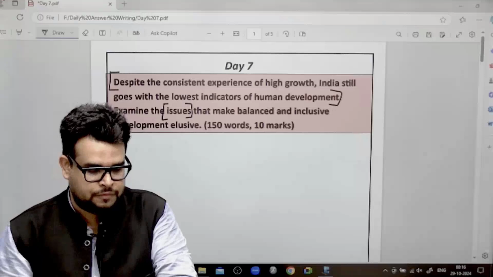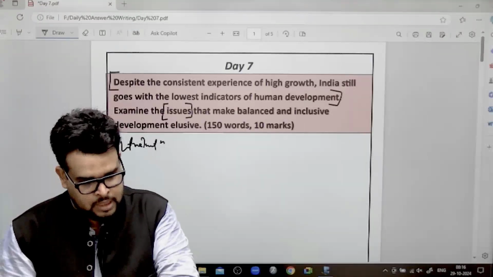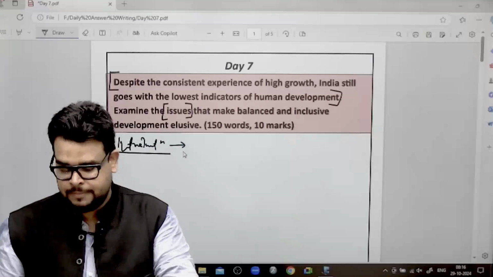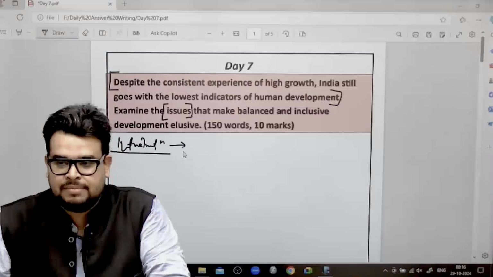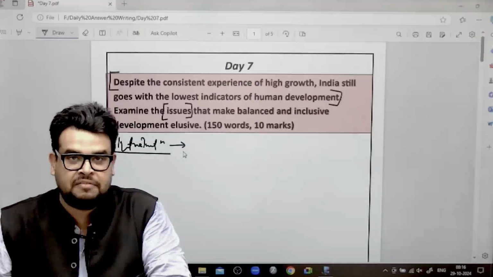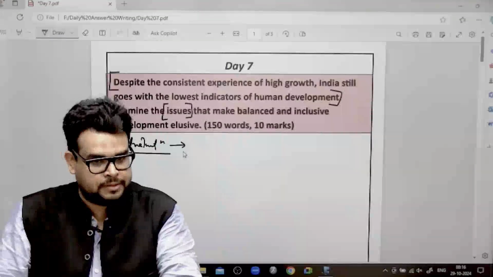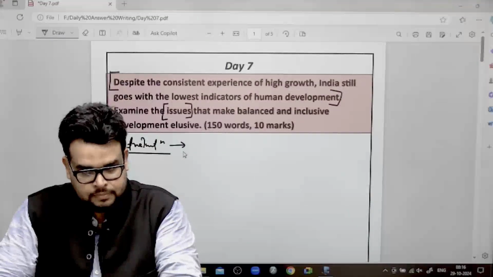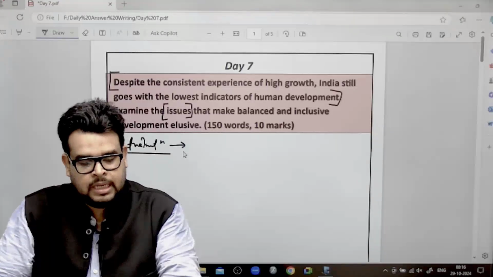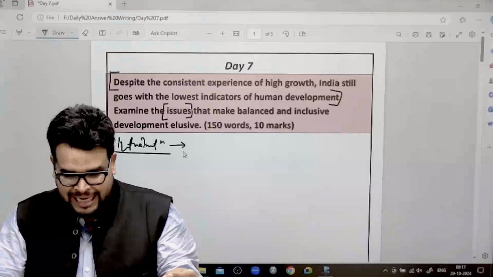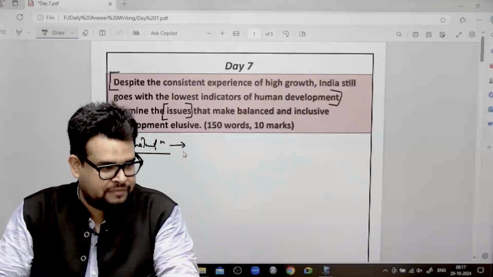Okay, so the first thing that we need to write here is your introduction. Now in the introduction, can you tell me what we can write? Give me something very basic. I'm not expecting very hi-fi English and all. Just tell me a simple introduction. What can we write over here? Okay. Can we write here any definition of human development? Should we write any definition?